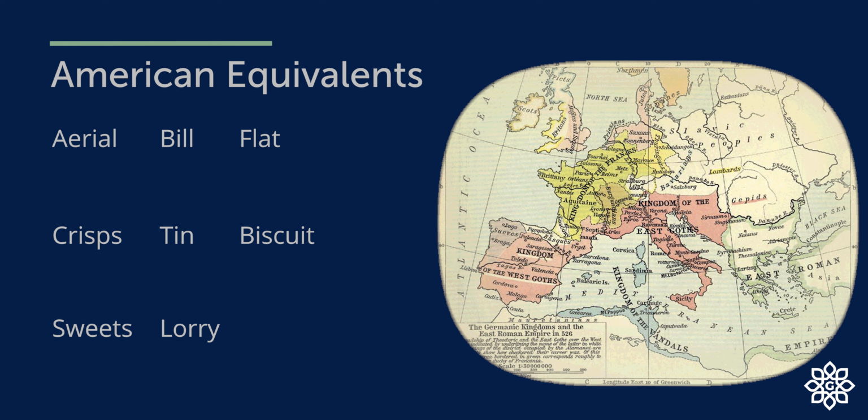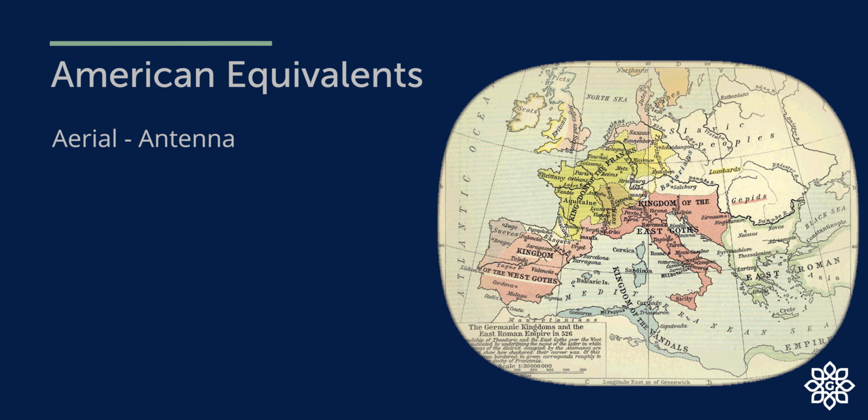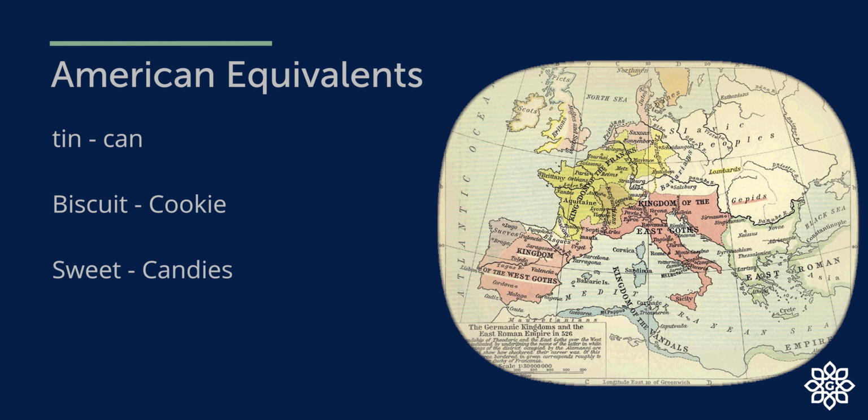The American equivalent of these words are, for aerial, it is antenna. For bill, it is check. For flat, it is apartment. For crisp, it is chips. For tin, it is can. For biscuit, it is cookie. For sweets, it is candies. And for lorry, it is truck.